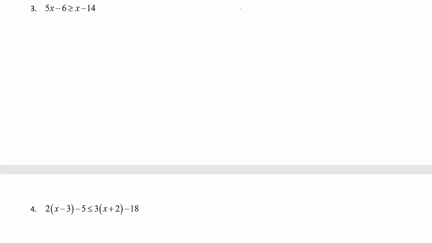So example 3. Same process, we want to get the x's by themselves on one side, so I'm going to subtract x from both sides.